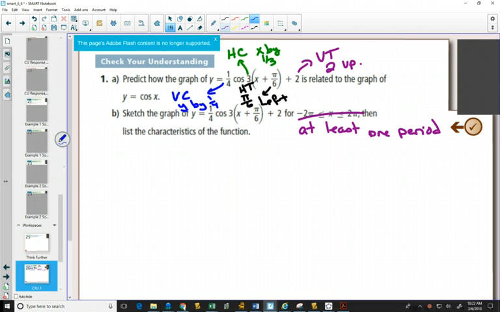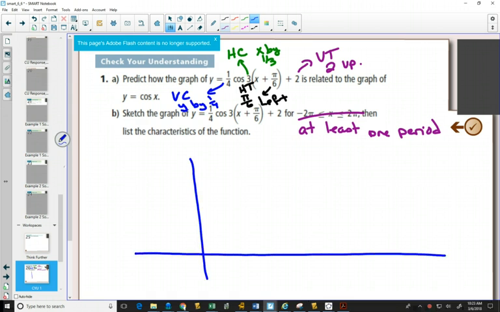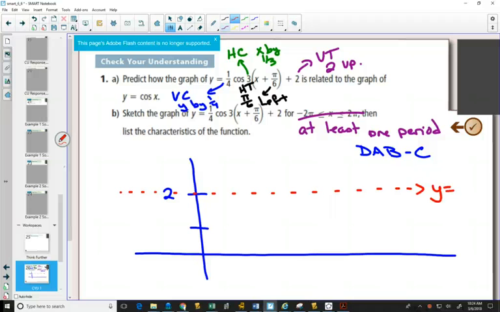So if we want to sketch this graph using DAB-C, I'm going to start by drawing my axes. I'm going to write DAB-C here just so that I can follow along that I'm doing everything that I need to do. We start with our D value. Our D value is +2. So at 2, I draw a dotted line for my center line.